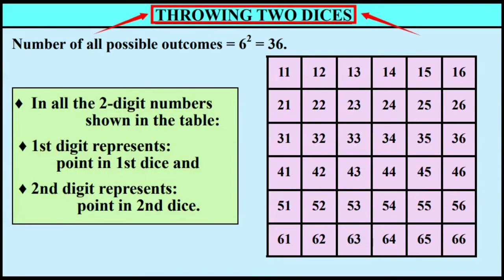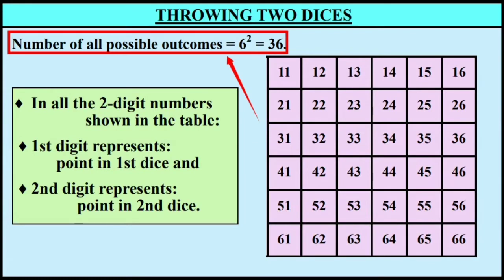Let's handle the case of throwing 2 dice. In throwing 1 dice, the total number of possible outcomes is 6 to the power 1. But here 2 dice are there. Hence, the total number of possible outcomes is 6 to the power 2, and that is 36. Hence, 36 different outcomes are possible in throwing 2 dice.